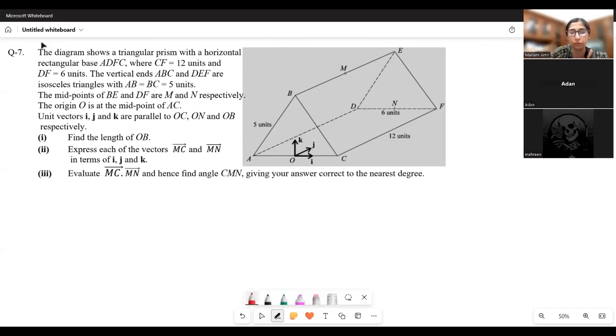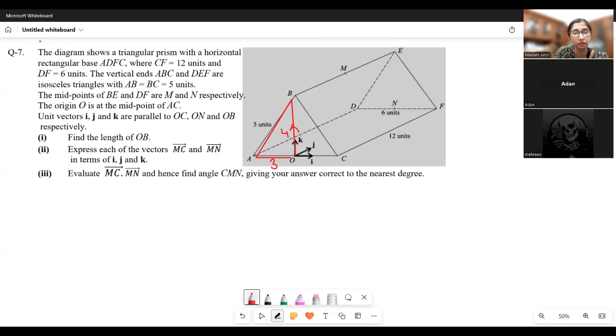Okay, so we have to go from O to B. We have to go from O to B, so simply go up. So your vector would be 0I plus 0J plus something K. So let's find that something out. This is 5 units. This is half of 6. That's going to be 3. So from Pythagoras, this would be 4 units. So you have to go 4 units in the K direction.